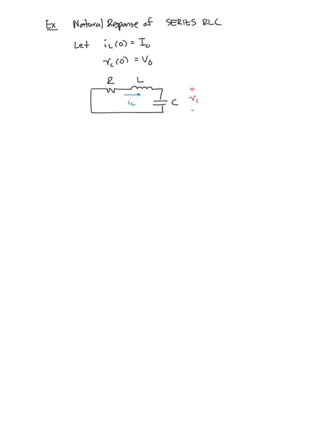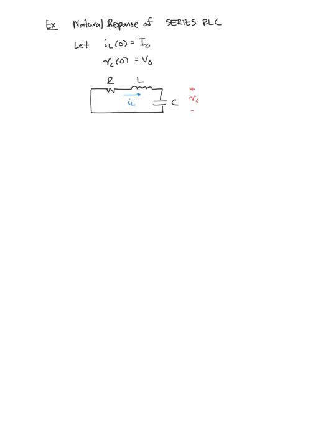Okay, first let's examine the natural response of a series RLC circuit. So here's the series RLC circuit. Natural response means that the inductor and the capacitor are initially charged. There is no independent voltage or current source in the problem, and we're going to examine the decay response of this system. So we need to quantify the initial voltage across the capacitor, Vc at time 0, which is given as V naught, and the initial current through the inductor, IL at time 0, equals I naught.